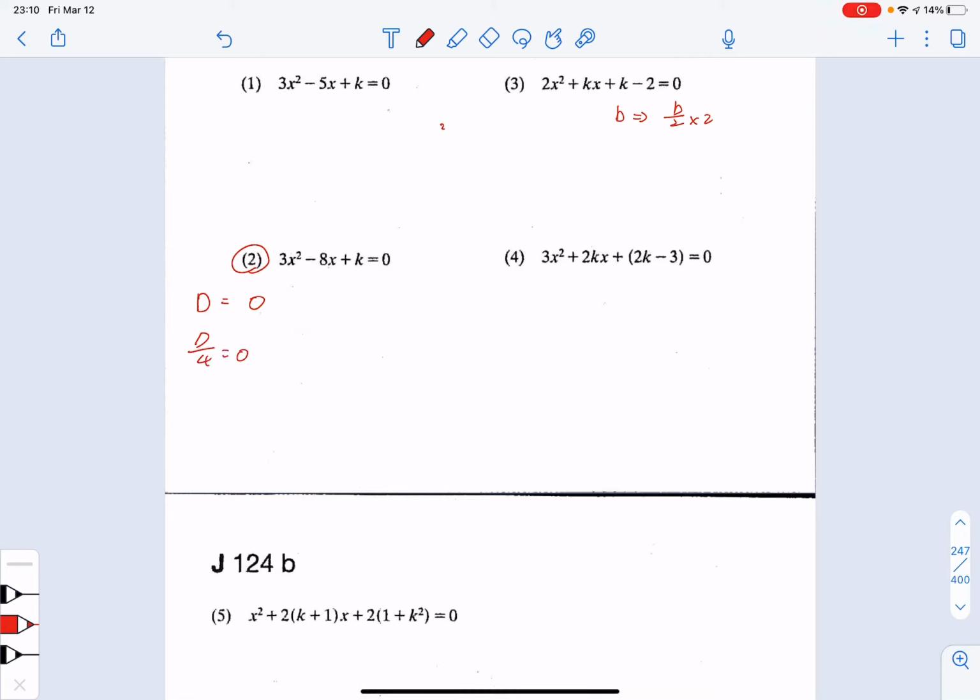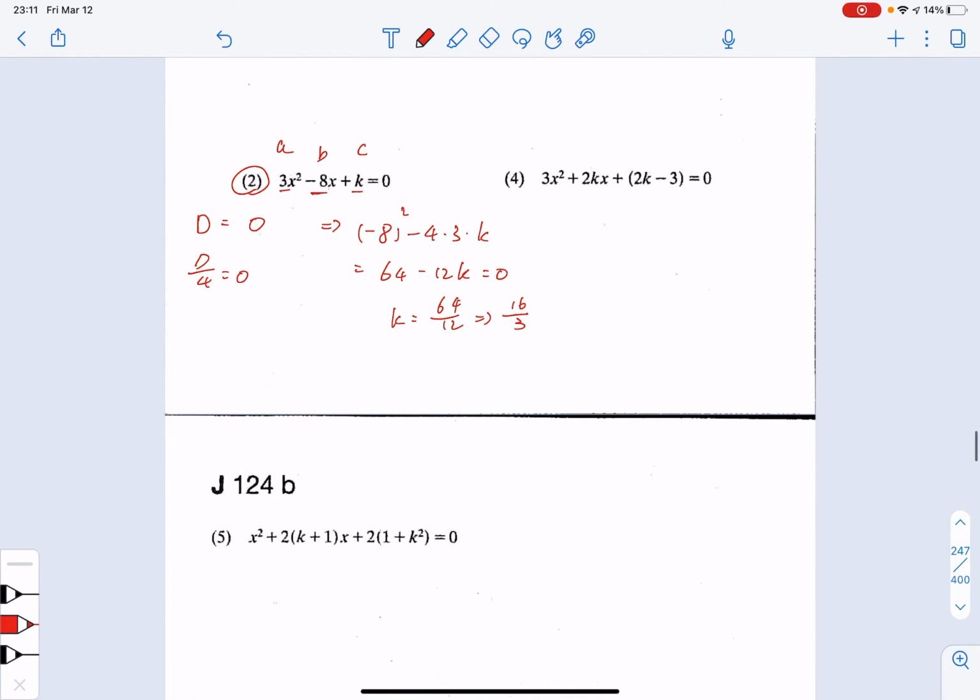For D equal to 0, we're going to use this as b, this as a, and this as c. So b squared is basically minus 8 to the power of 2, minus 4 times 3 times k. And then 64 minus 12k is equal to 0. So we're going to figure out the number that makes the whole thing 0. So k is equal to 64 over 12. In other words, it's going to be 16 over 3. So k can be 16 over 3, right?